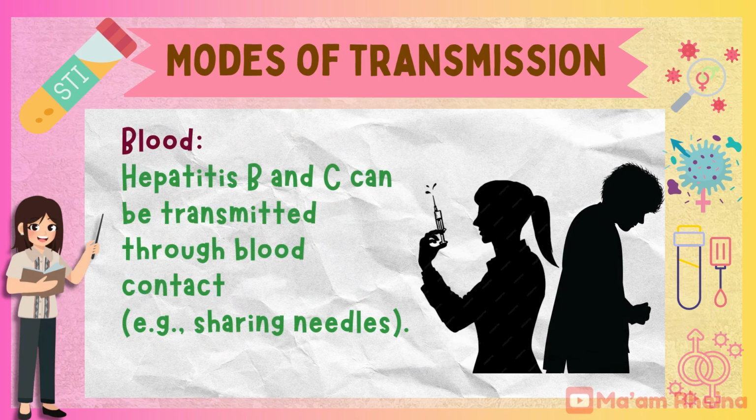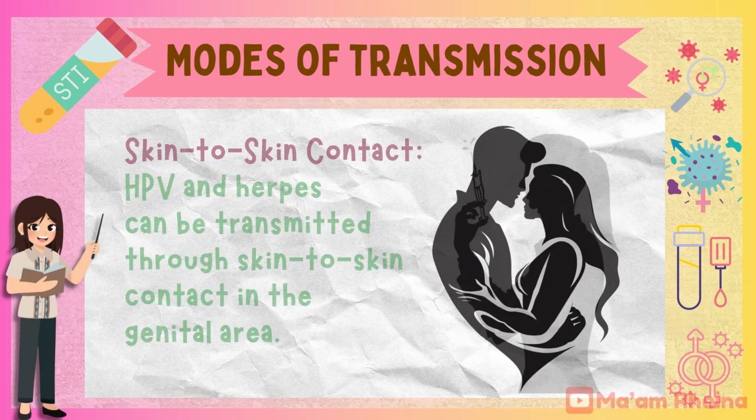3. Blood transmission. STIs such as hepatitis B, hepatitis C, and HIV can be transmitted through contact with infected blood. This can happen through sharing needles or syringes, receiving contaminated blood products, or using unsterilized medical tools or tattoo equipment. Avoiding needle sharing and ensuring clean medical practices help prevent this kind of transmission.